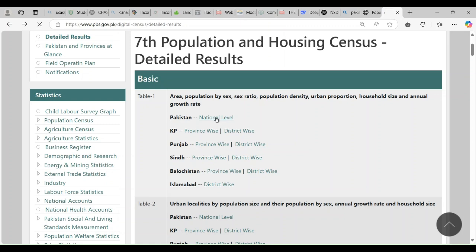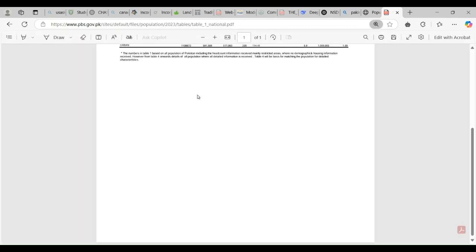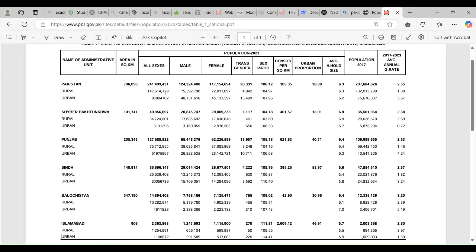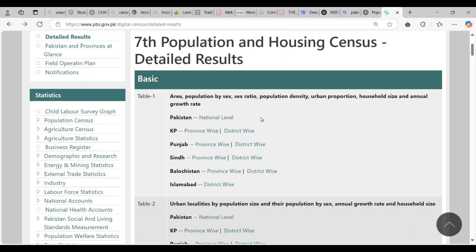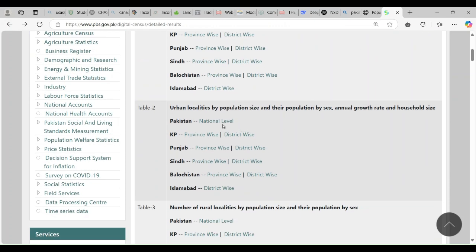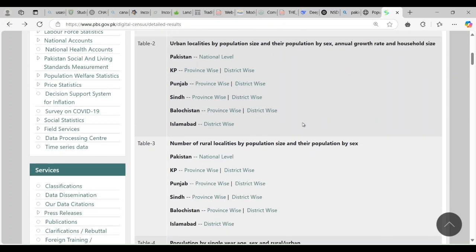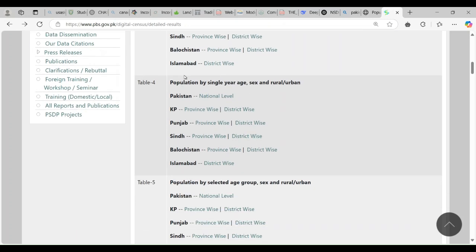If I go to the national level, for example, this table will look like this: you have the different provincial breakdown, and then these are the variables I was talking about. Total population is 241 million versus 207 million in 2017. So in 6 years, the population grew about 34, 35 million, as you can see. This is the way population data is released, and they have the number of urban localities and different variables. Single age data is there too.